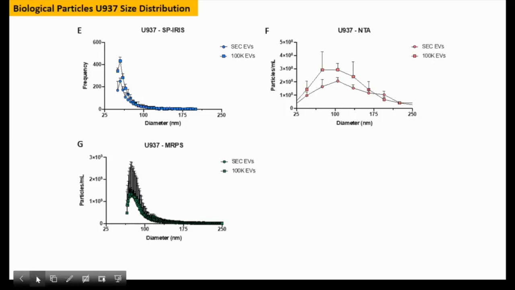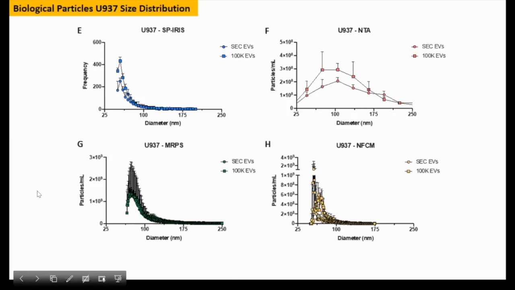This is in contrast with NanoFCM detecting a higher particle count of smaller particle diameter for the size exclusion chromatography EVs comparing to the 100K EVs, with this time the size distribution being significantly different. Now, for all sizing measurements, there is a substantial variation between replicates, which limits our conclusion.